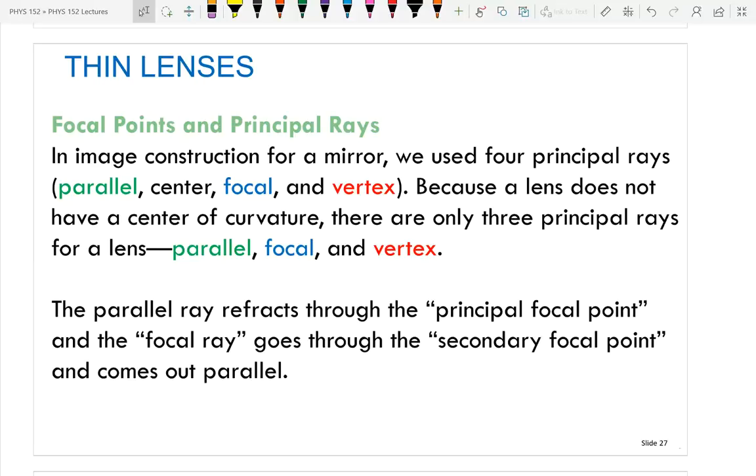So on your exam, you're going to have to use three rays. And the third one is actually the easiest of all, the vertex ray. The vertex, what was the vertex? The place where the principal axis crossed the center of your lens. At that point, the two sides are parallel. If there's no thickness, they're parallel, then it's just going to go straight through with no deviation. So the vertex ray is just a straight line that goes from the tip of your object through the vertex and keeps going straight. So those are the three rays that we use to find where the image is formed.